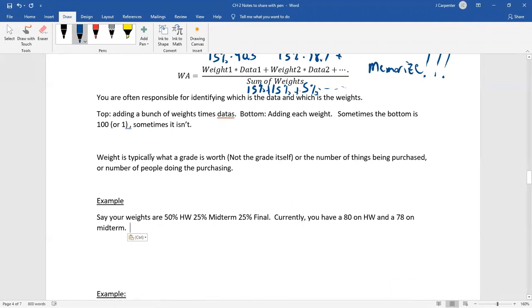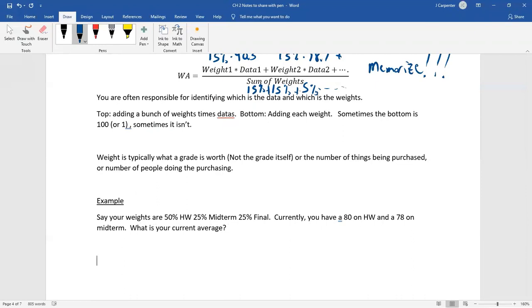Currently, you have an 80 on the homework and a 78 on the midterm. What is your current average? There we go. That other one, I forgot that last little bit was an extended concept. We'll circle back to that at the end. So your weights are still the same, 50% homework, so that's half your grade, then 25% for the midterm, 25% for the final. Currently, you have an 80 average on all your homework.